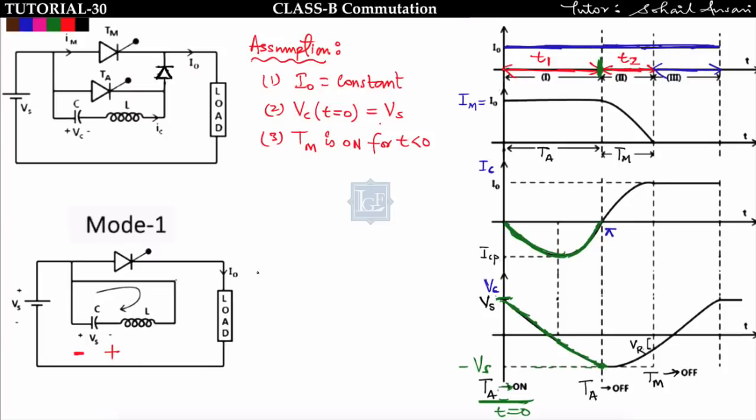Got it? Now, if I ask you, what is the maximum current flowing in the auxiliary thyristor TA? What is the maximum current flowing in the auxiliary thyristor TA?